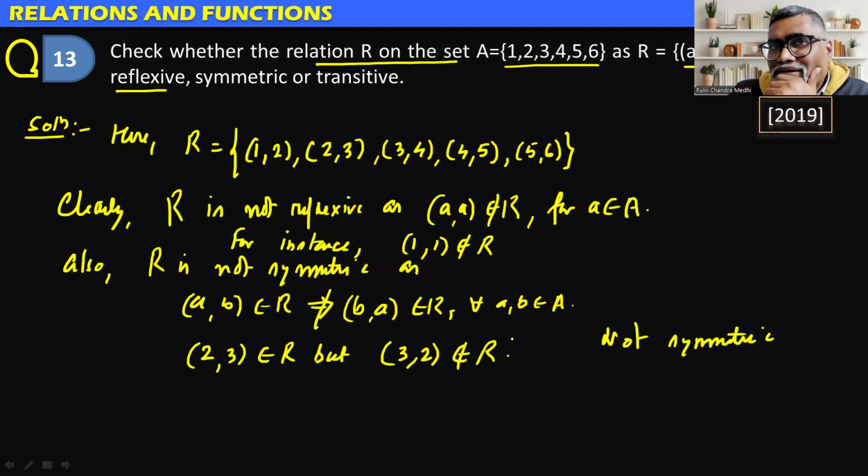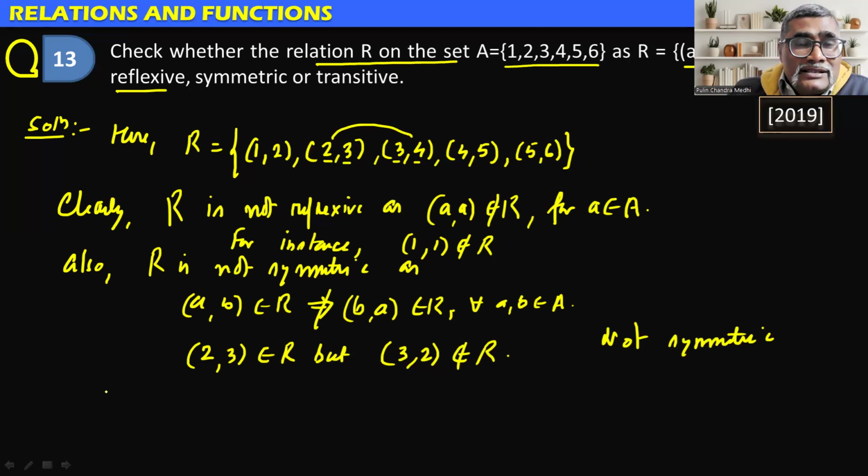Now, is it transitive? Not transitive. Why not transitive? Because if I say 2, 3, and I take 3, 4, 2 is related to 3, 3 is related to 4. To be transitive, I should definitely have to get 2 related to 4. 2 is not related to 4 because with 2 you have to add 1, you cannot get 4 because the condition of relation is B equal to A plus 1. So it shows that it is not transitive.